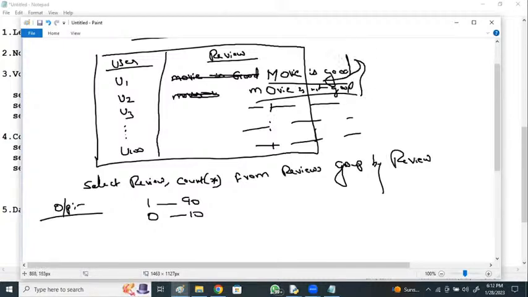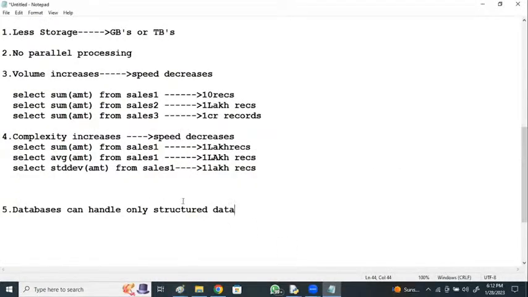even based on keyword count. If you want to count based on keyword, it still gives a wrong computation, because even "not good" has "good" within it. So the major drawback is that databases can handle only structured data.